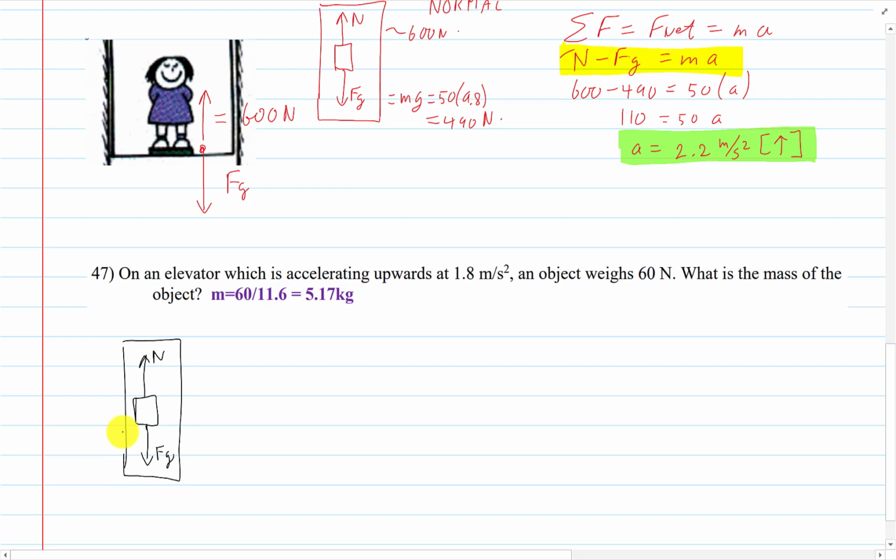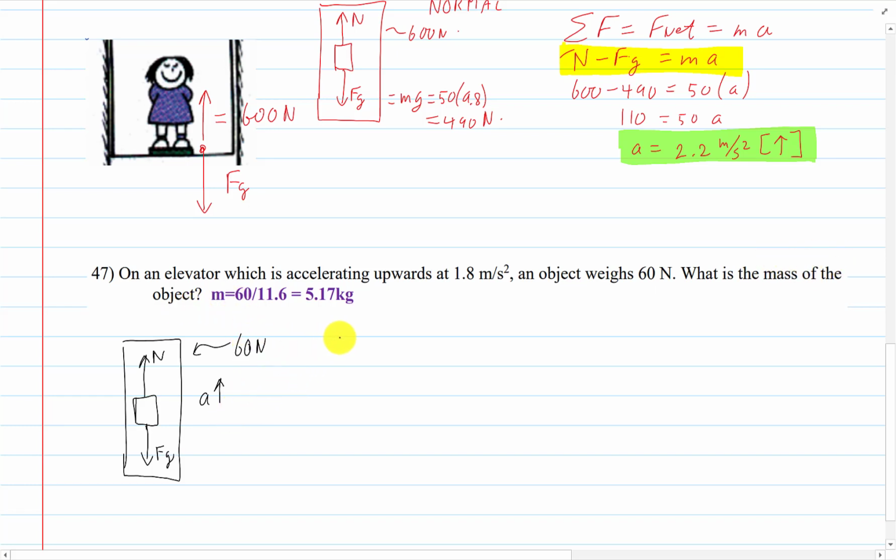Sound effects good for you. And it's accelerating up. Oh, that's easy then. Acceleration is up. Not really. And the object weighs 90 newton. It doesn't say its weight, 60 newton by the way, but it didn't say its weight. It says it weighs. So this normal force is 60 newtons. What is the mass? So that's what we're trying to figure out.